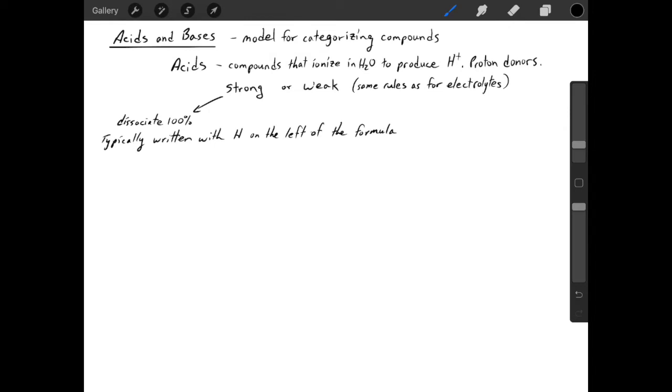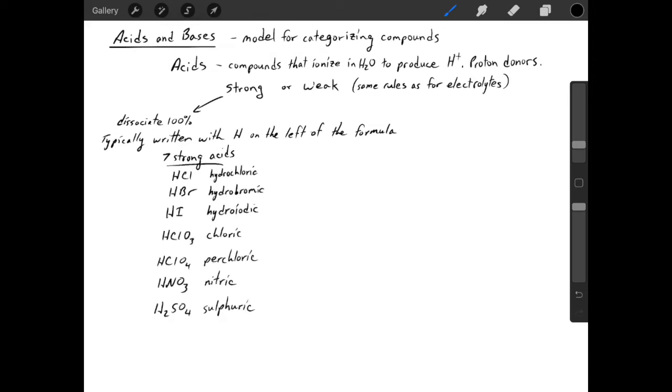There are 7 main strong acids, and it's really worth memorizing these so you don't have to look them up later. In general, strong acids are written with the acidic hydrogen on the left-hand side of the formula. Because these are strong acids, they'll dissociate 100% when you dissolve them in water. So in general, they'll follow this format: the molecular acid splits up into H plus and some anion.